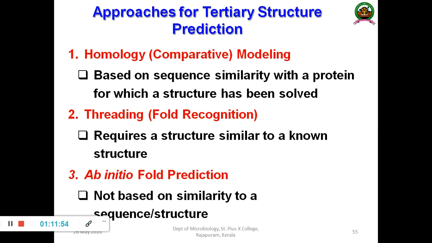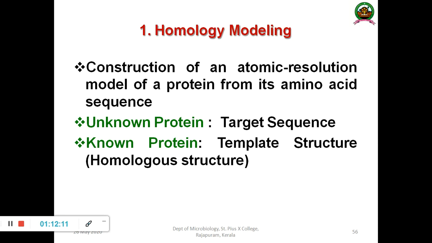Then what will you do? You are going to predict the three-dimensional structure of a protein from the basic amino acid sequence. That is known as ab initio or de novo, from first principles. This is the major approaches. Now we are going to discuss all those concepts in detail.